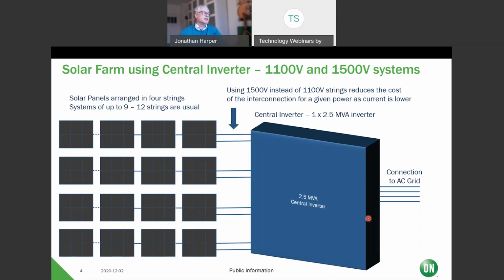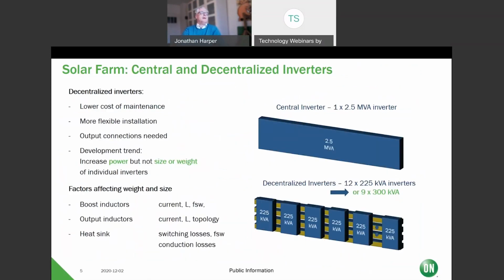So that's the solar farm using a centralized inverter. What we see now is there's another trend to use decentralized inverters. So instead of having one large 2.5 megawatt inverter, in this case you're going to end up with 12 225 kVA inverters. This is quite a standard size at the moment.